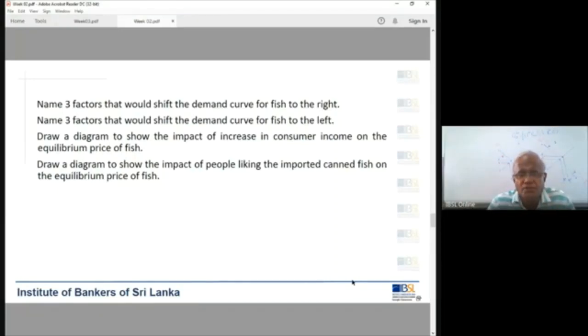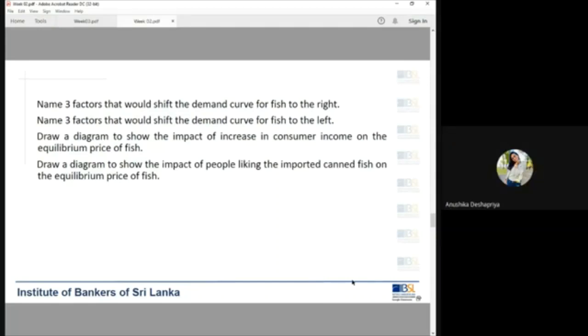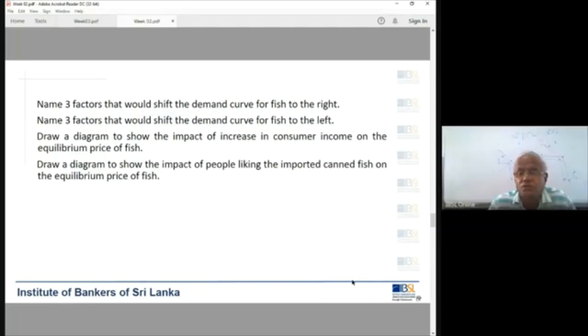Draw diagram to show the impact of people liking the imported canned fish. Then what will happen? People start buying not the sea fish but imported canned fish. What will happen in the demand curve? Demand for fish. People start liking canned fish, demand curve shifts to the left. Good.